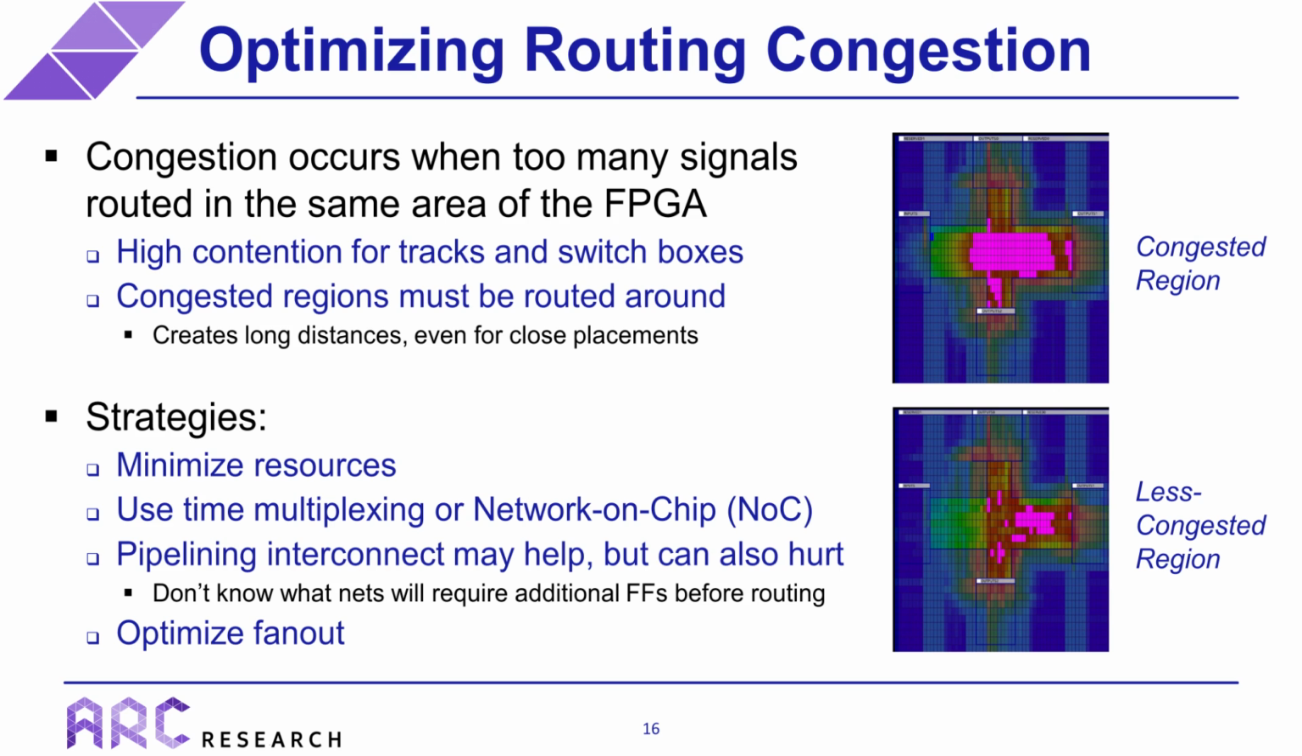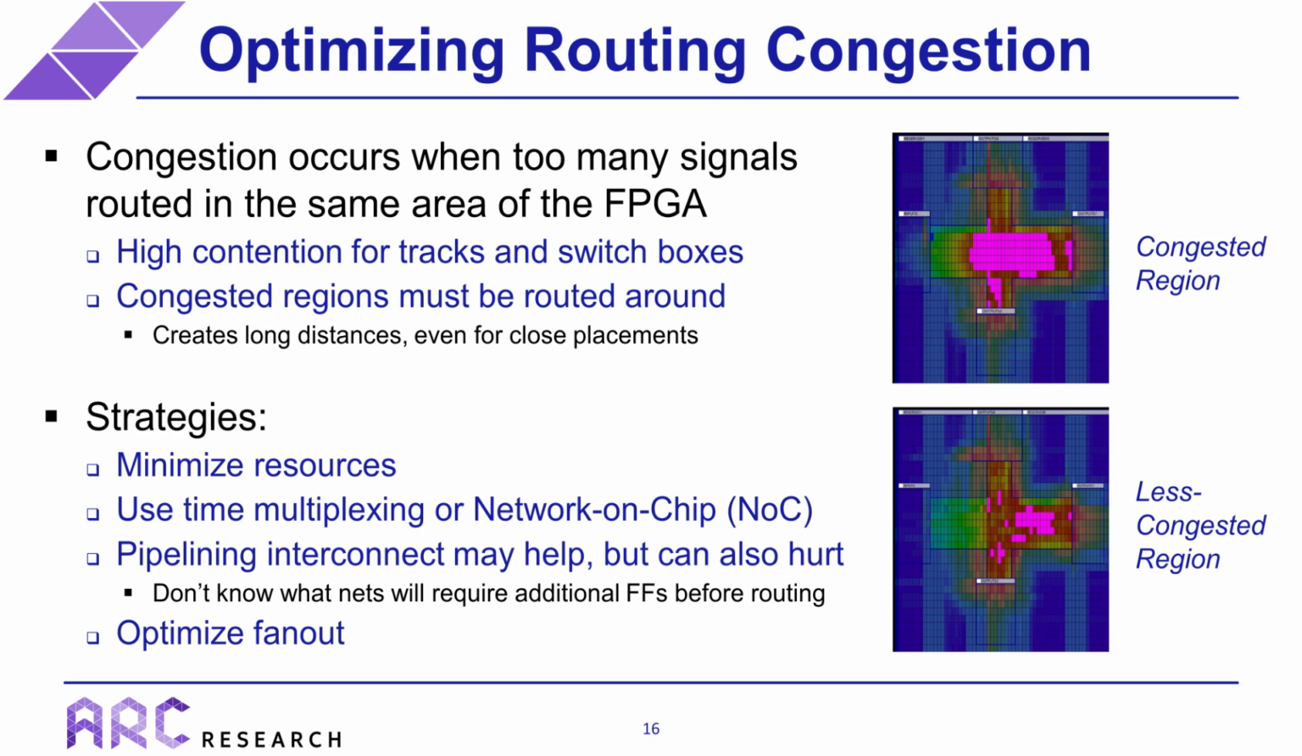Now, the problem with routing congestion isn't the congestion itself. It is that when the router wants to route a signal through an already congested region, it must find an alternative, usually much longer path around that congestion. This longer path is the source of many of the problematic interconnect delays that we need to optimize. Again, there are way too many application-specific strategies to discuss here, but I have a few general ones listed.